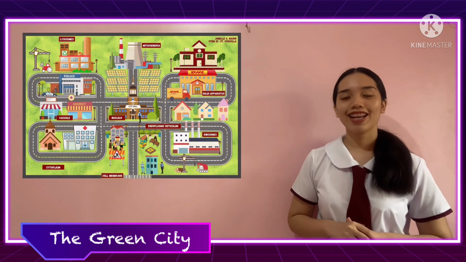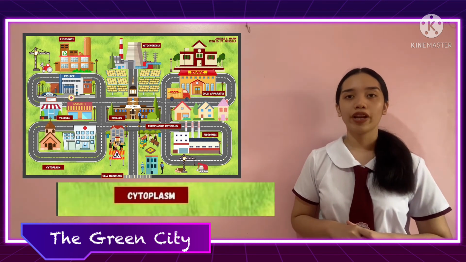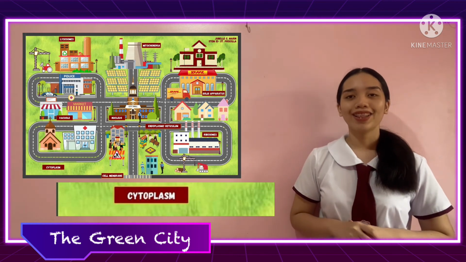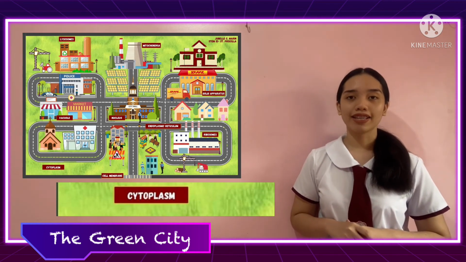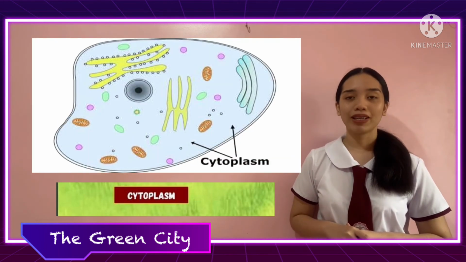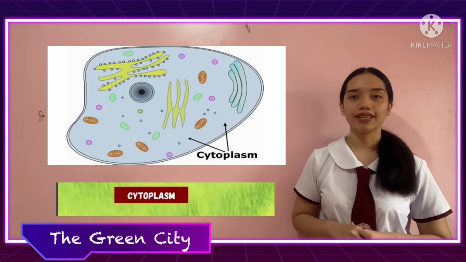The Green City has an environment that serves as the surrounding, which holds all the roads and infrastructures. The environment is the same as the cytoplasm organelle. The cytoplasm is a gel-like substance that holds all the organelles inside the cell.